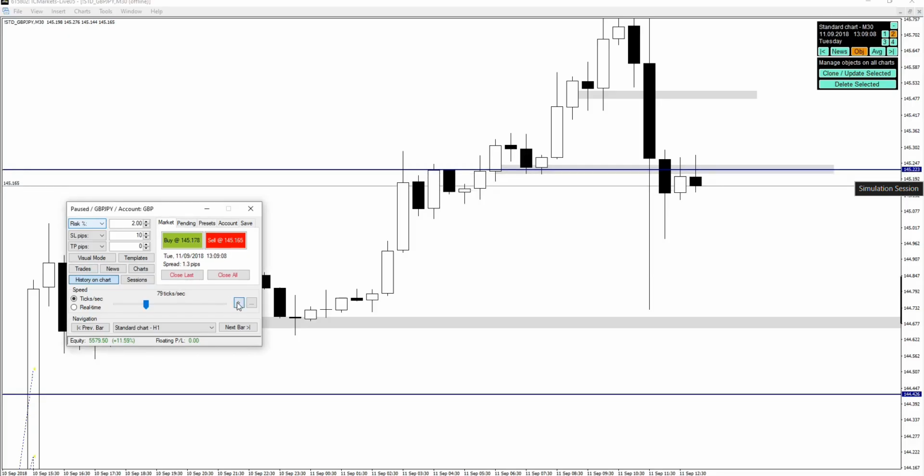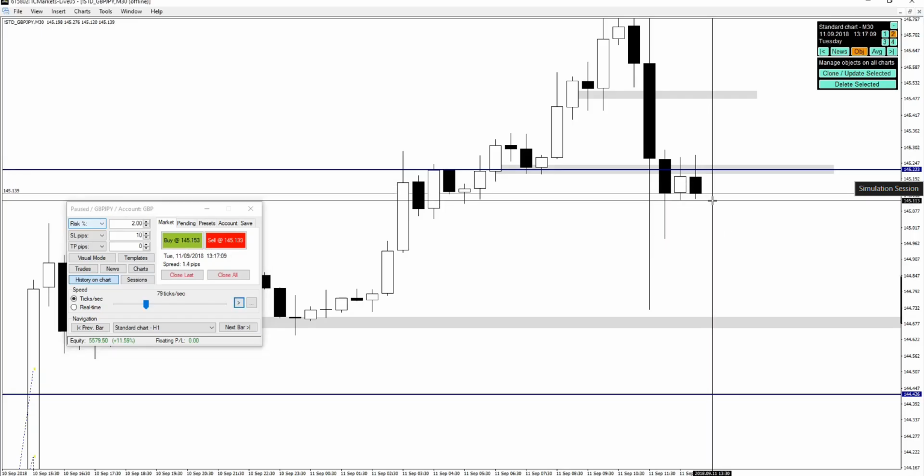See if it starts breaking the low over here. Potentially take a sell, or maybe put a sell stop over here too, which is going to have like a 15, 16 pip stop loss.